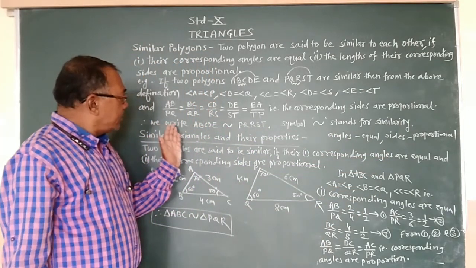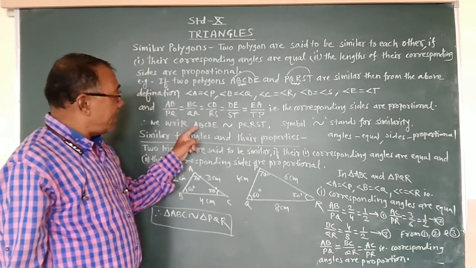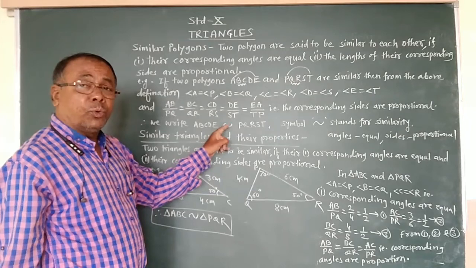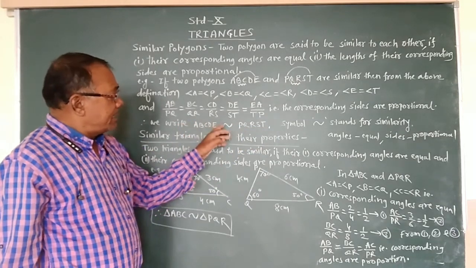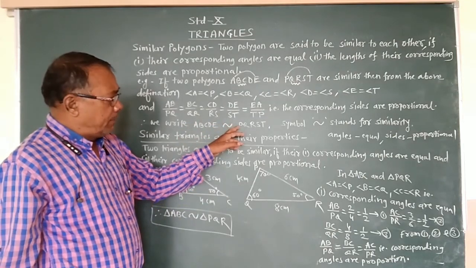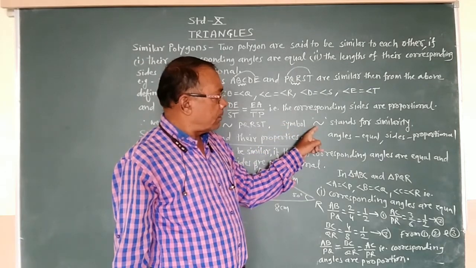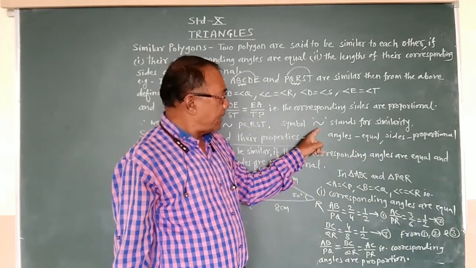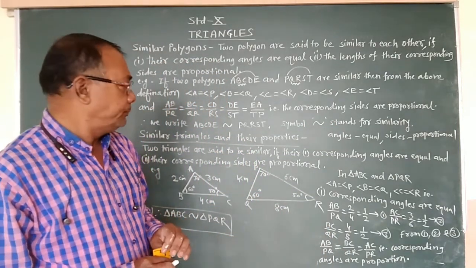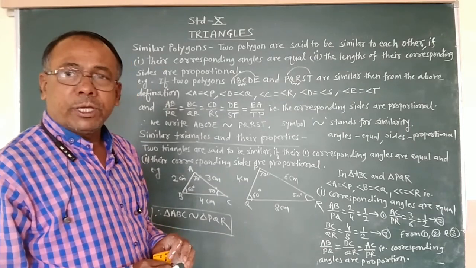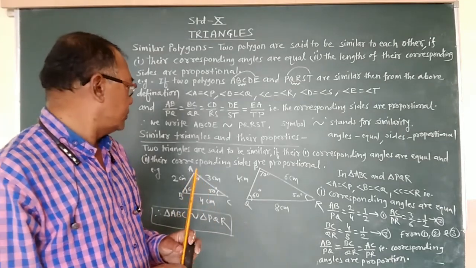Now, if the two conditions are satisfied, then we can write that ABCDE is similar to PQRST. Means polygon ABCDE is similar to polygon PQRST, and the symbol of similarity is like this. So this symbol stands for similarity. In this way we have seen the concept of similarity of the polygons.